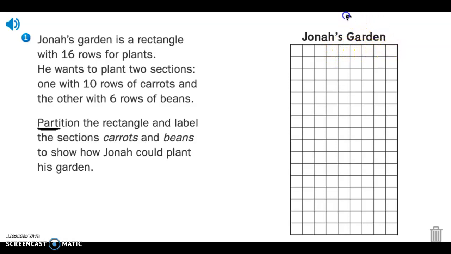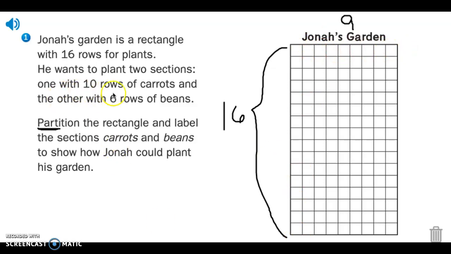And I'm going to go ahead and label my array or Jonah's garden because labels help us and we always want to show our work. So then I know that he said there were 16 rows, so I'm going to label this 16. Because I know that from here all the way down to here, there are 16 rows, and in each row we have 9 of something.